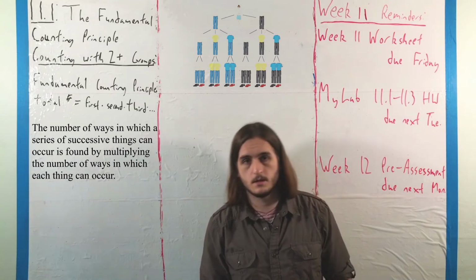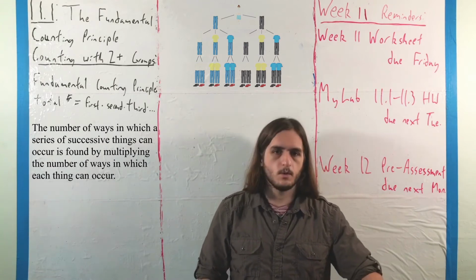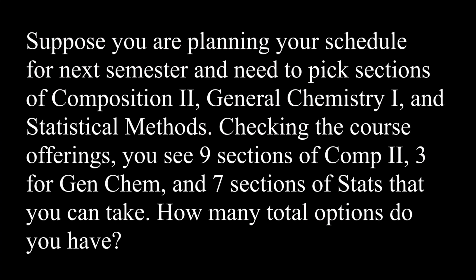So with this, let's try our hand at a pretty basic example, and then we'll look at one more. Let's say that next semester you're working on your schedule and you need to pick sections of Comp 2, Gen Chem 1, and Stats. Checking the course offerings, you see 9 sections of Comp 2, 3 of Gen Chem, and 7 sections of Stats that you can make fit your schedule. How many total options will you have?